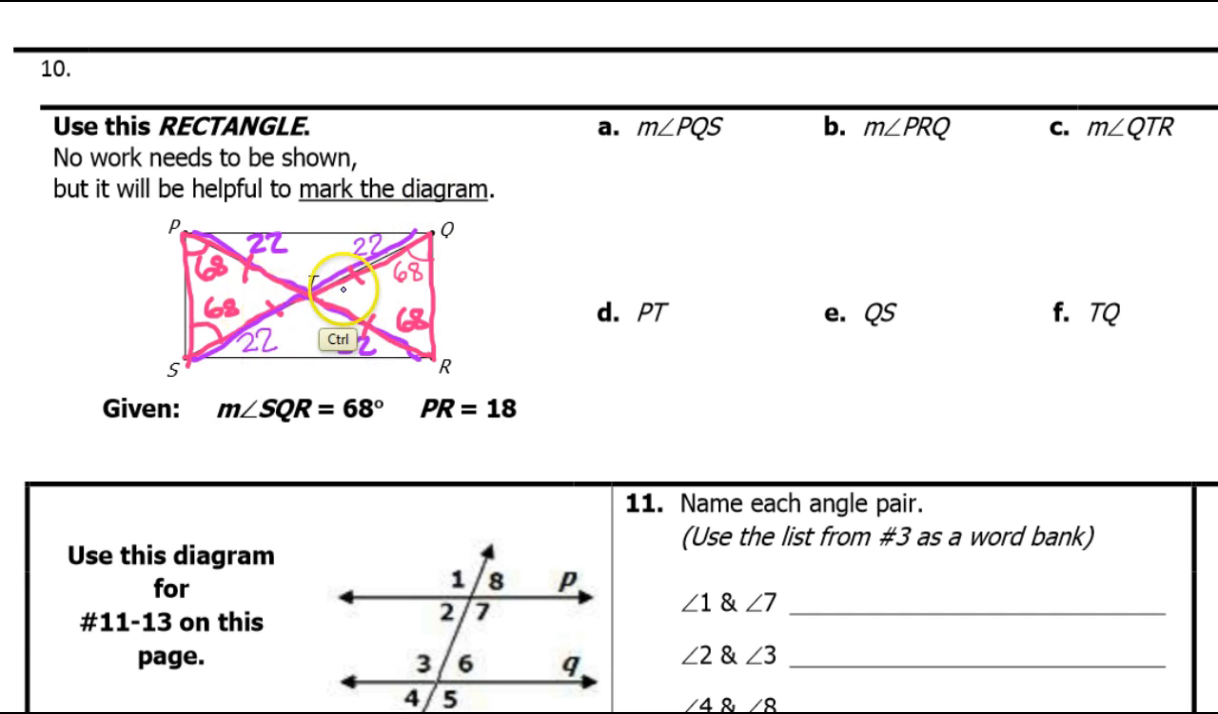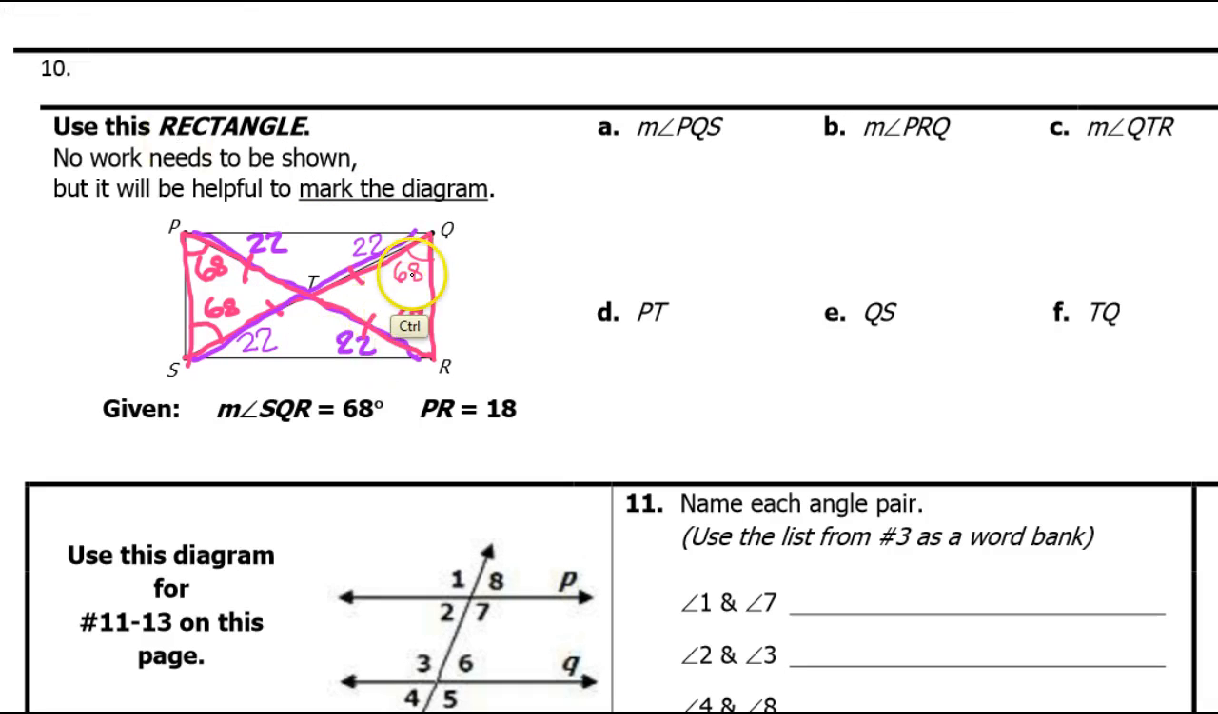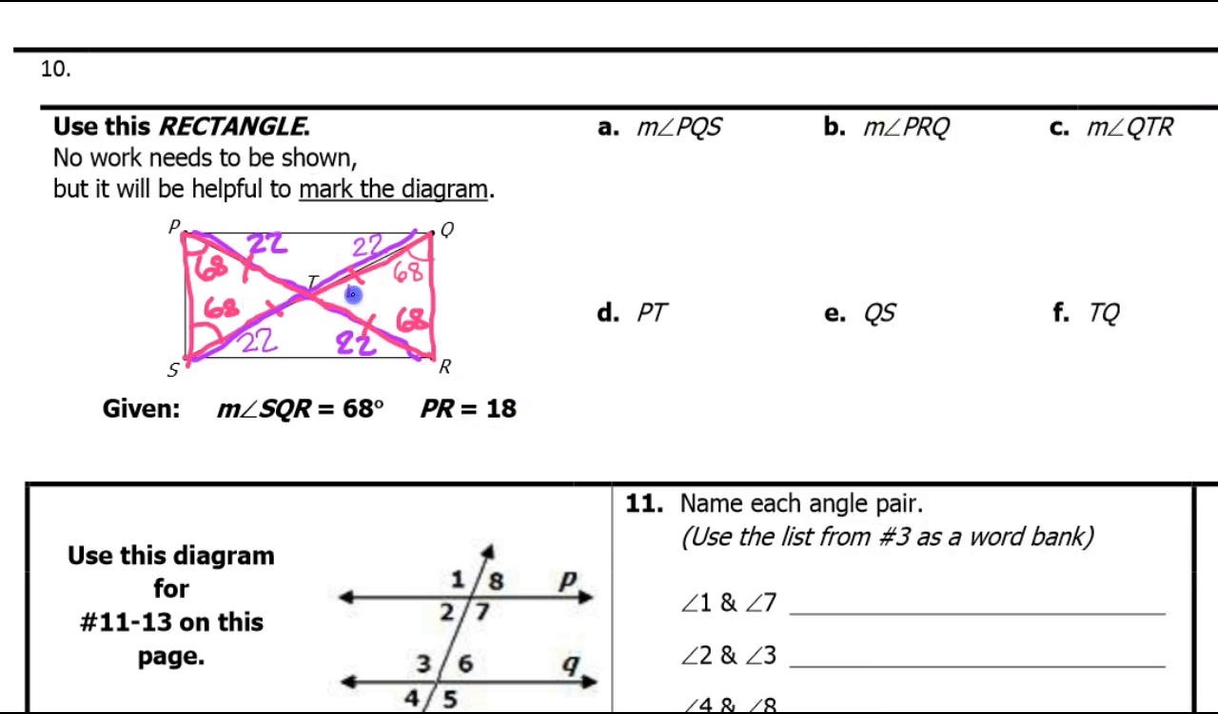While I'm at it, let's go ahead and find the angles on the inside, because why not? Let's start with the 68s. These all have to add up to 180. So if I take 180 minus 68 minus 68, that's 44. That tells me that this little angle right here is 44. Vertical angles and such, so this is also 44.